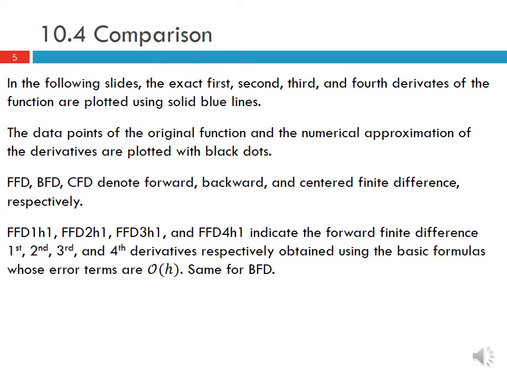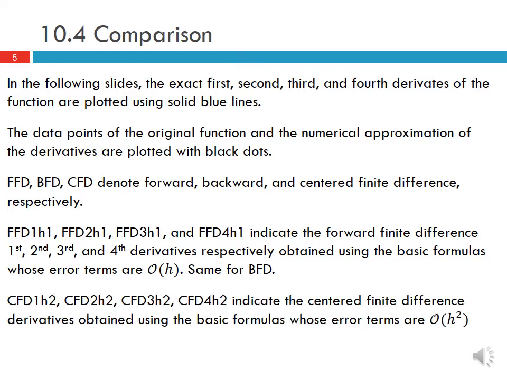The labels FFD1H1, FFD2H1, FFD3H1, and FFD4H1 indicate the forward finite difference first, second, third, and fourth derivatives, respectively, obtained using the basic formulas whose error terms are order H. That's what the H1 indicates. This is the same for the backward finite difference. The centered finite difference ones are shown using the labels described here, where the basic formulas whose error terms are order H squared are used. That's what the H2 indicates at the end of each of these labels.